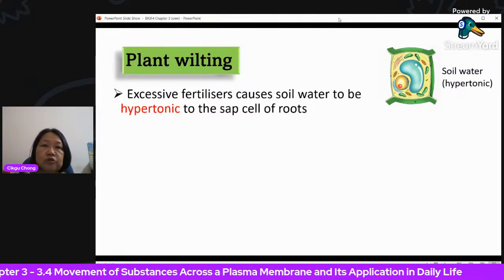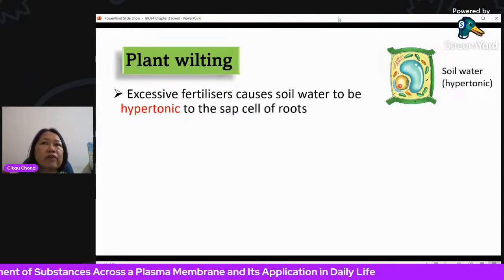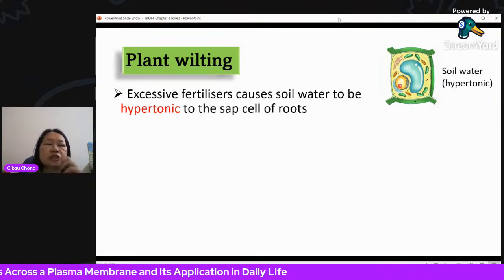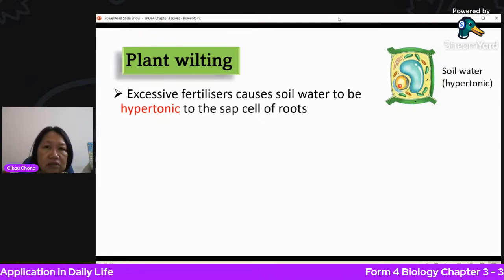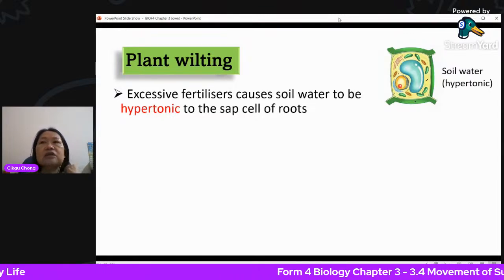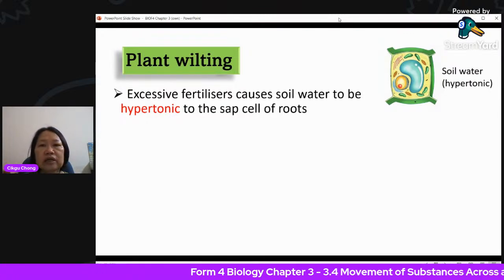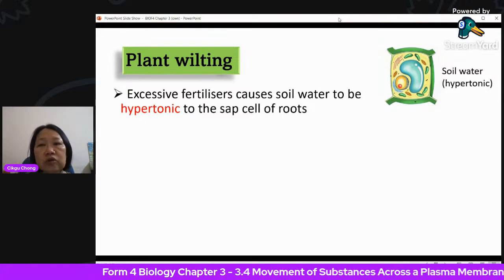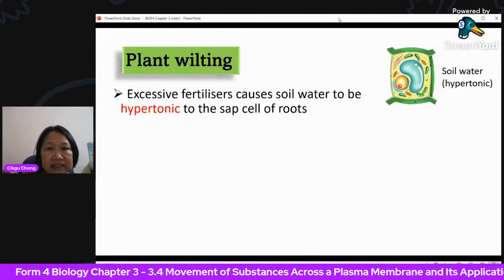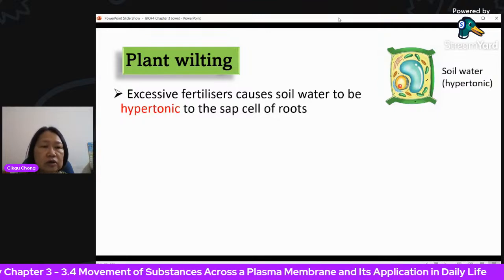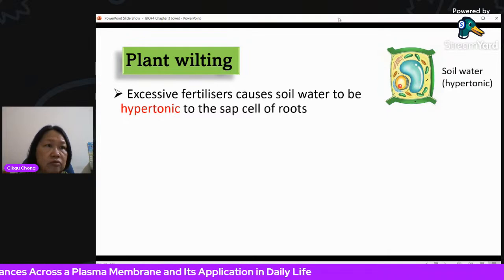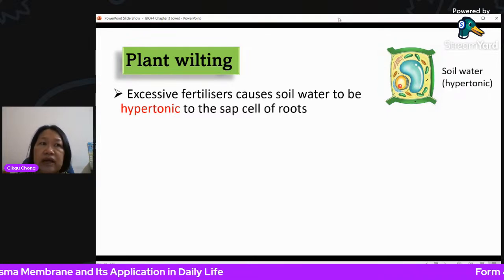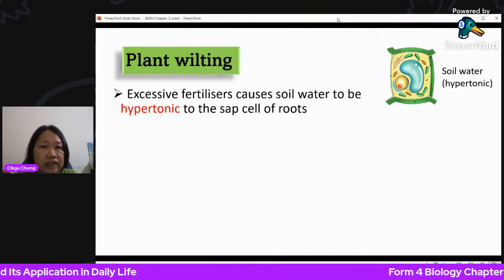Okay, for example, you're too greedy, right? You want the plant to grow very fast, so you put in too much fertilizer that's very concentrated. So when the fertilizer or the substance is too concentrated, we call it a hypertonic solution. Of course, you just add water, but you have too little water. You did not add enough water to the plant. You just give your fertilizer as it is without diluting it.